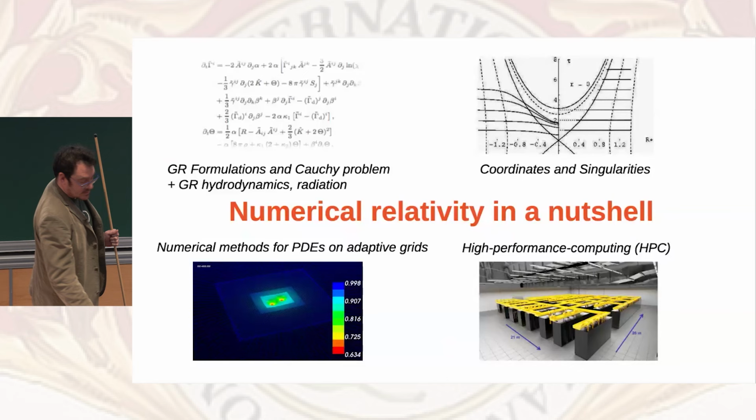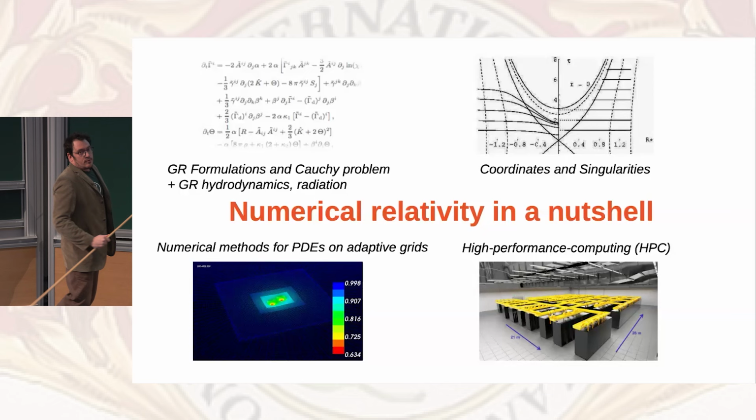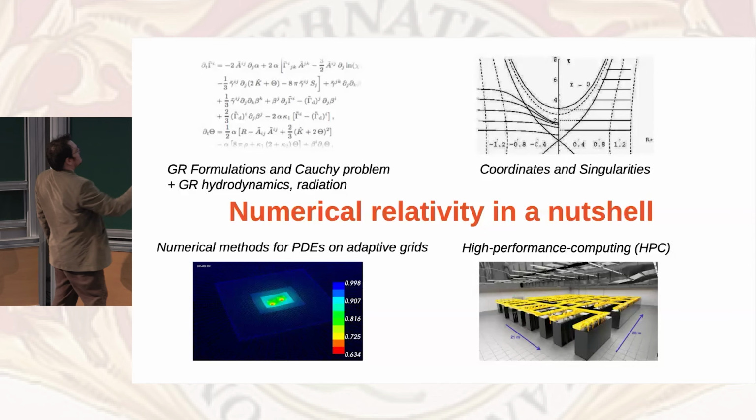So this is my one slide summary on numerical relativity. What is numerical relativity? It's the art of solving Einstein equations on a computer. And in fact, it is made of these four building blocks. On one end, you need a good formulation of general relativity, even with some coordinates. And you need a formulation of the matter fields, especially if you want to do astrophysics.